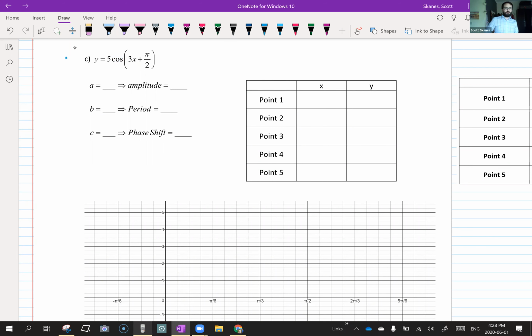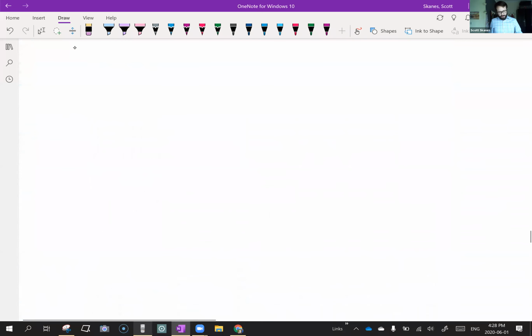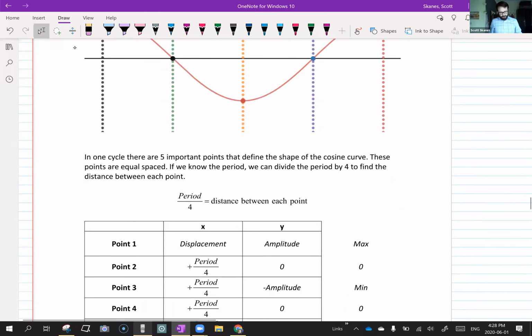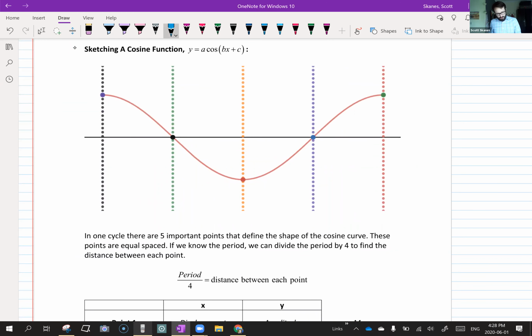I kind of skipped through it, but I'll jump back. You don't need to go back yourself. You can just watch. I just want to show you the difference. For cosine, notice that it starts at 1. That's the only difference. It's been shifted.